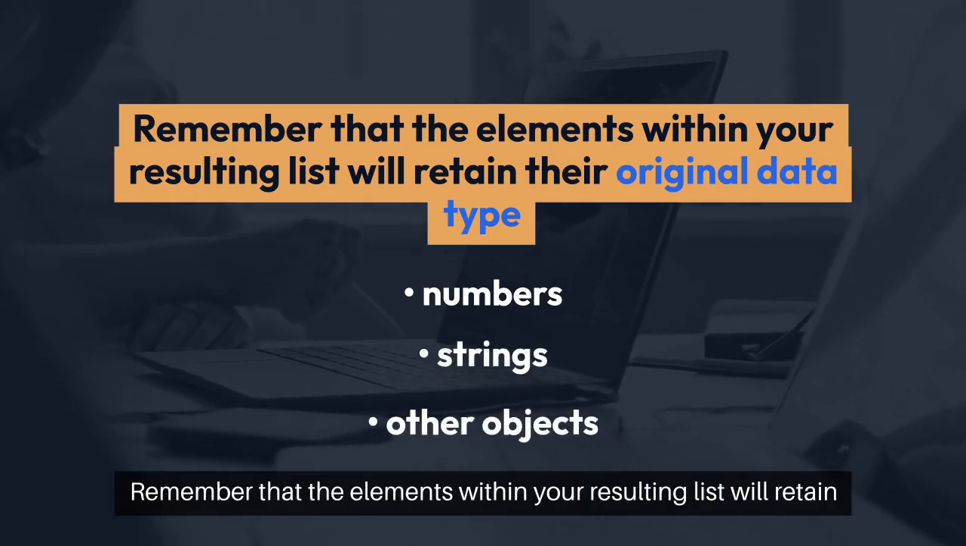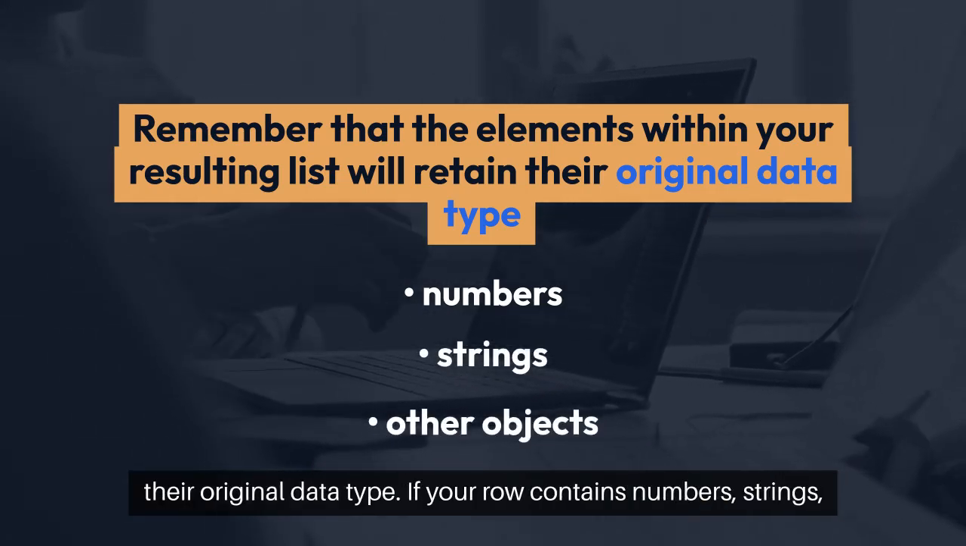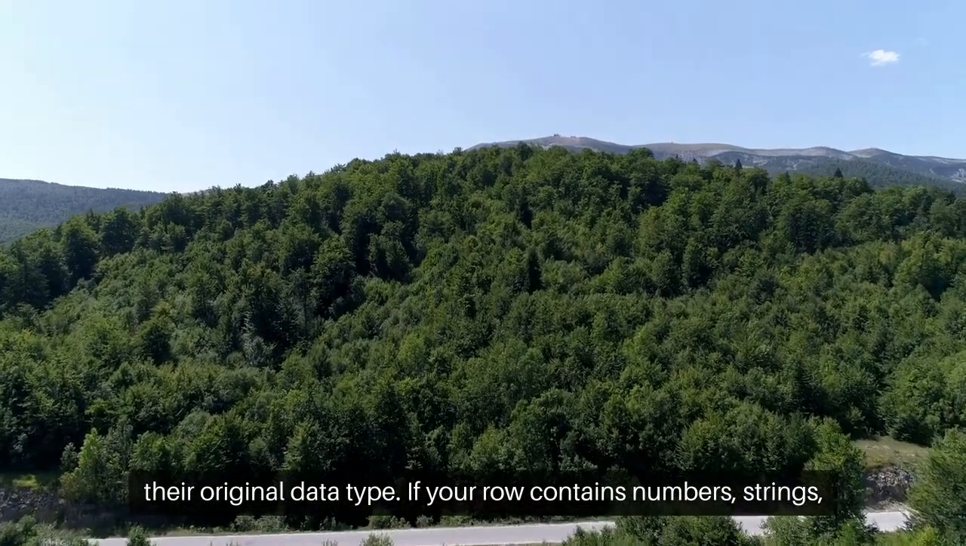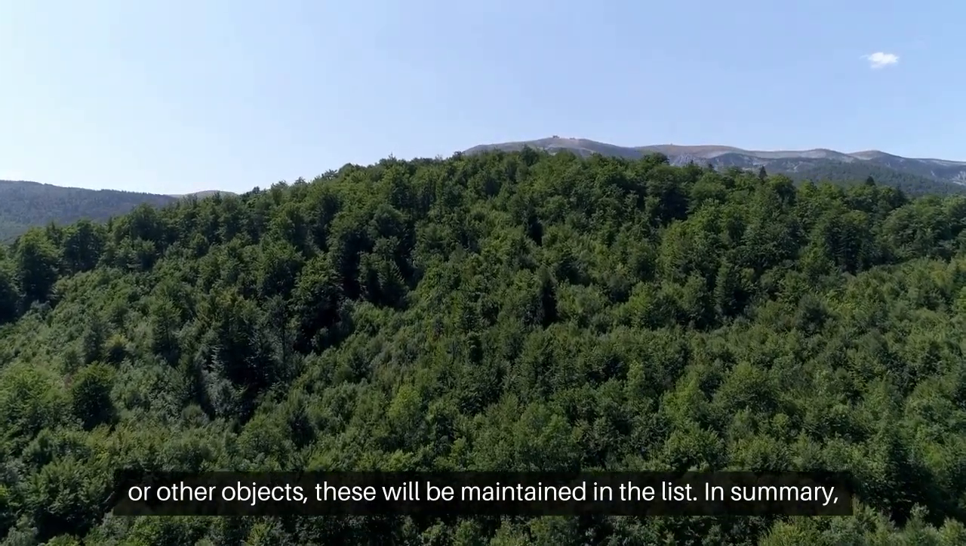4. Handling different data types. Remember that the elements within your resulting list will retain their original data type. If your row contains numbers, strings, or other objects, these will be maintained in the list.